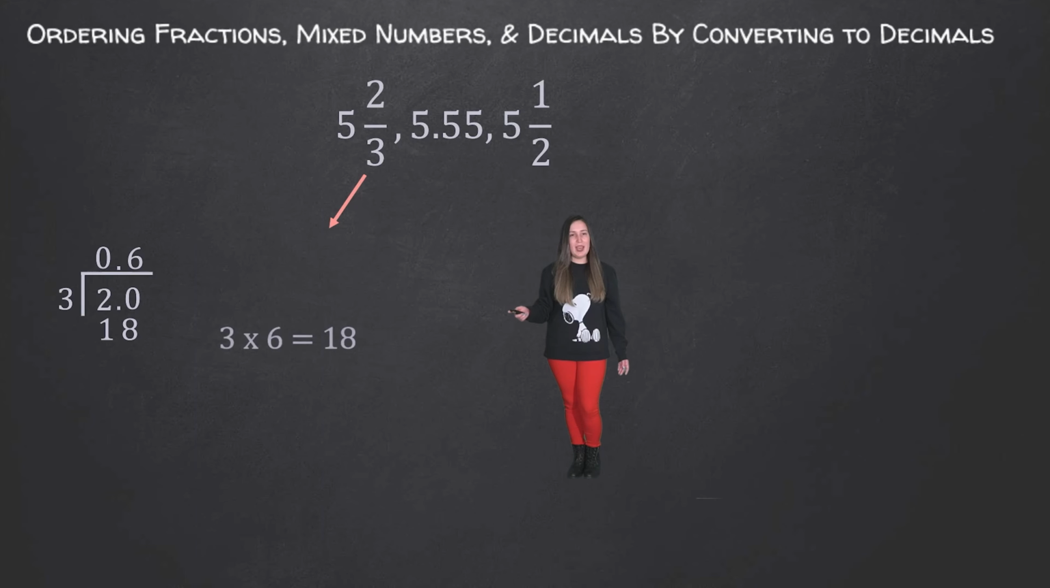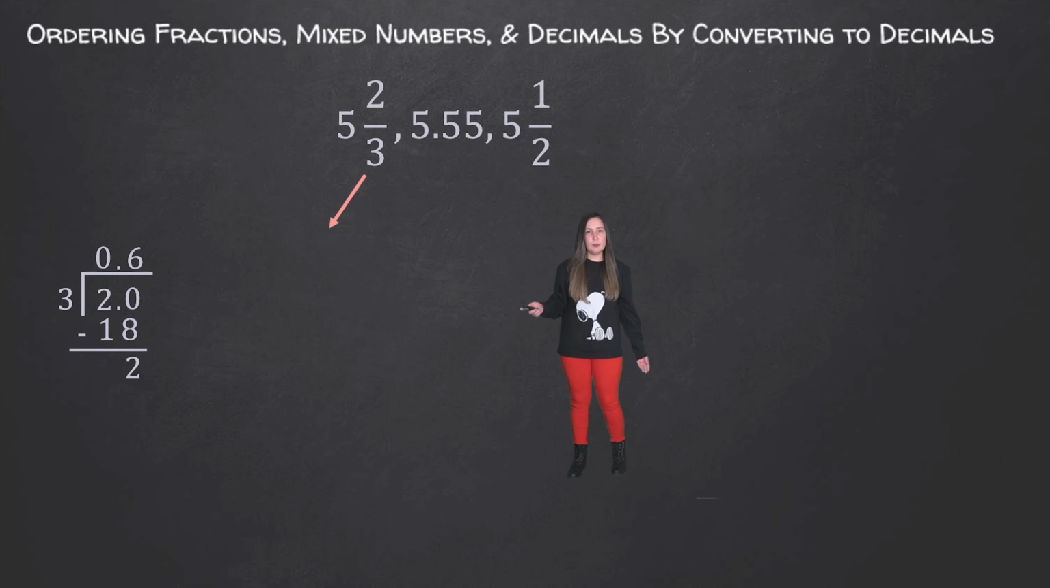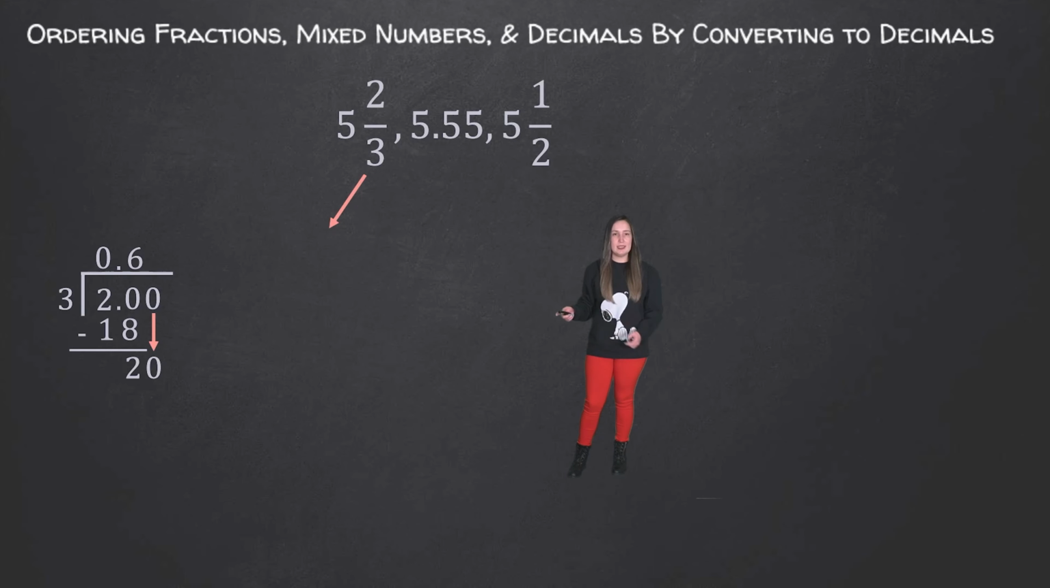So we're going to go ahead and subtract by 18. 20 minus 18 is equal to 2. And so because we still have a remainder, we're going to go ahead and add another 0. And we're going to bring that 0 down. Then we're going to ask ourselves again, how many times does 3 go into 20? Well, 3 goes into 20 6 times, and that's because 3 times 6 is equal to 18. So we're going to go ahead and put the 18 down here and subtract again.